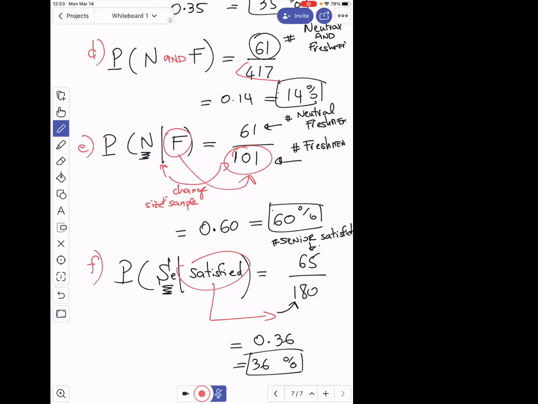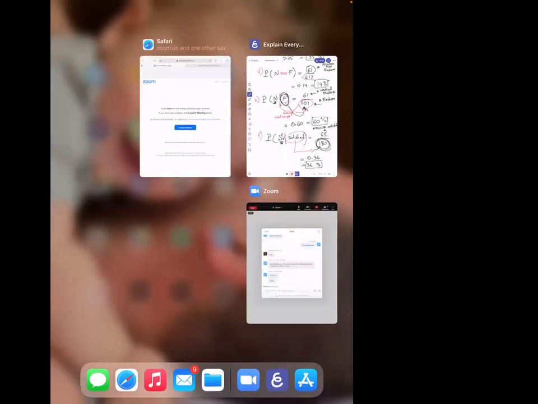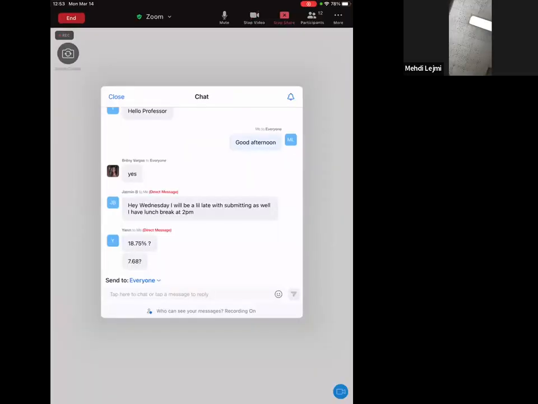So given something, right, then the denominator would be the total number of the assumption. For example, here, given that the student is satisfied, the denominator is the number of satisfied students. Given that the student is a freshman, the denominator, the bottom, that's the number of freshman students. Okay. Any questions so far? Let me see. Okay.